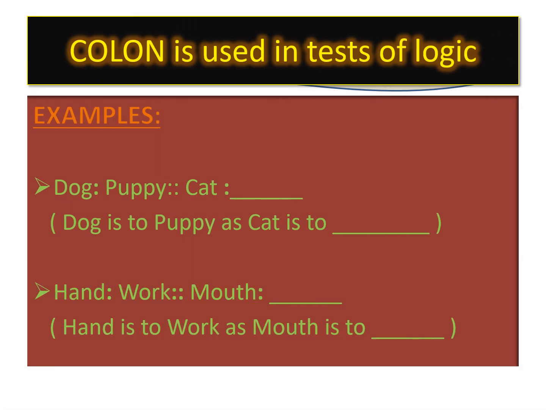It is quite interesting that colons are used in tests of logic. See the example. Children, you can solve it. Dog is to puppy as cat is to kitten. The second example, hand is to walk as mouth is to eat. Very good. And again the same thing. Dog is to puppy, here single colon is used. As, cat is to kitten, where we are saying as, the double colons are used. So colons are used in tests of logic as well.